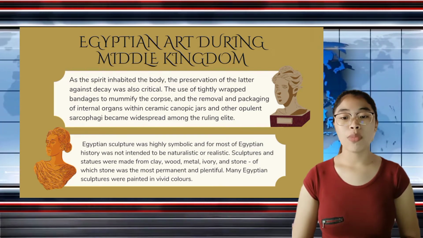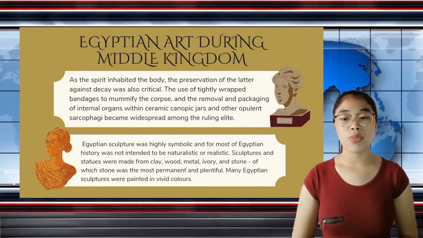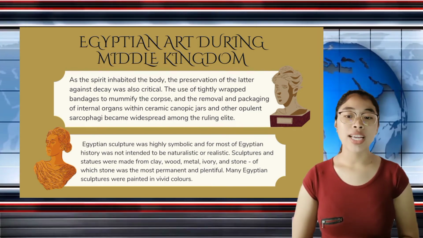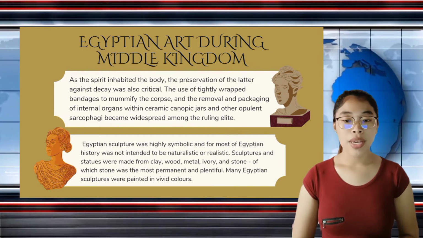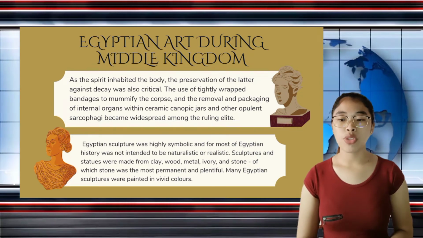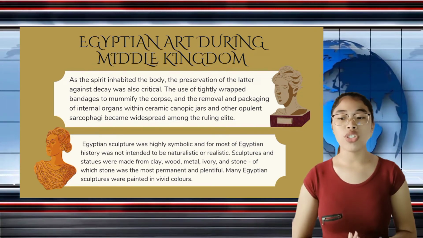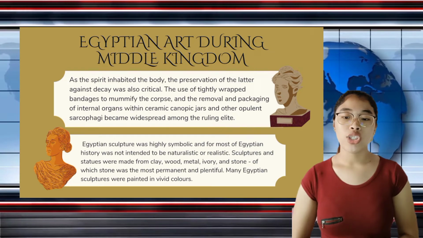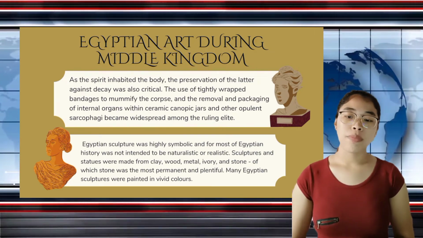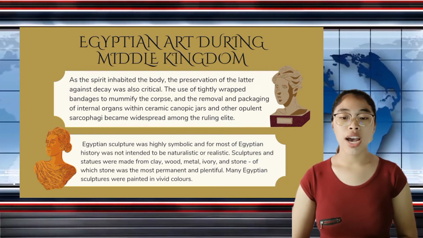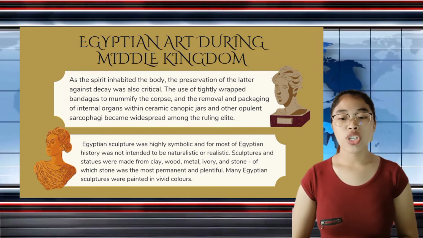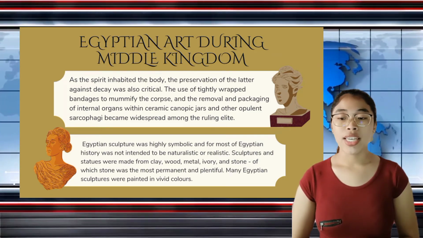All this arrangement helped to support a nationwide industry of Egyptian artists and craftsmen who labored to produce artworks like painting, sculpture, pottery, ceramics, jewelry, and metalwork. Egyptian sculpture was highly symbolic and for most of Egyptian history was not intended to be naturalistic or realistic. Sculptures and statues were made from clay, wood, metal, ivory, and stone, of which stone was the most permanent and plentiful. Many Egyptian sculptures were painted in vivid colors.